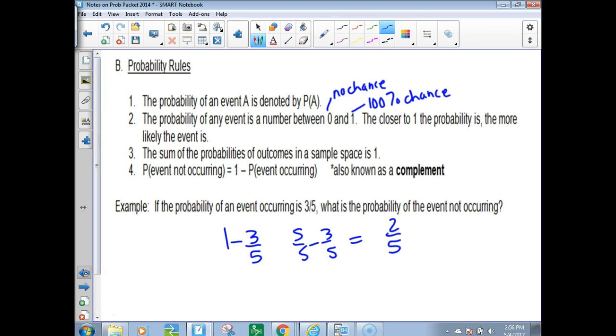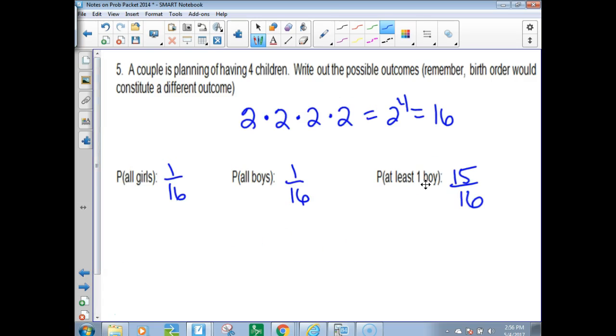All right, now look back here. That was the whole thing. The probability that you don't have any girls, right? The probability of having at least one boy would be the probability of not having all girls, right? So that's 1 minus 1/16. That's where that comes from.